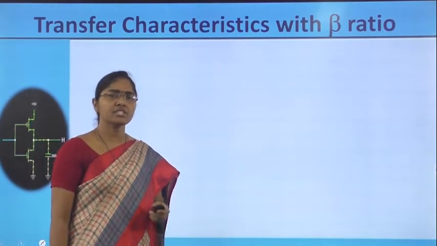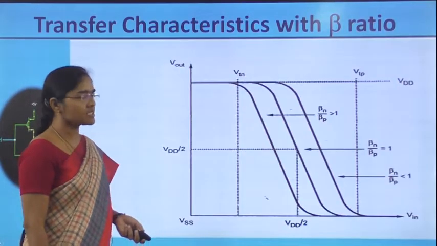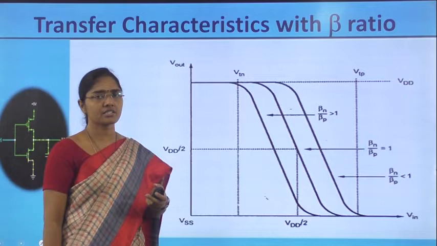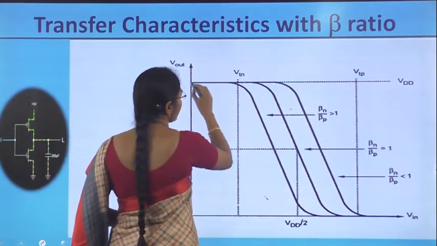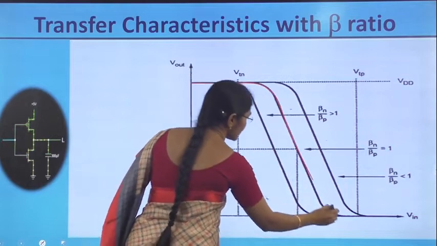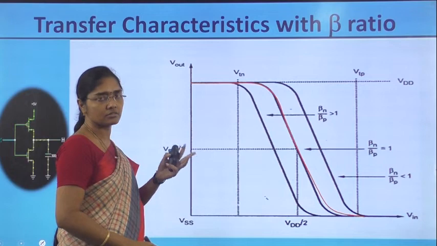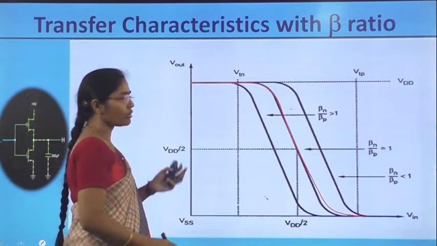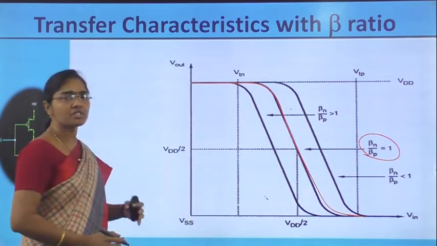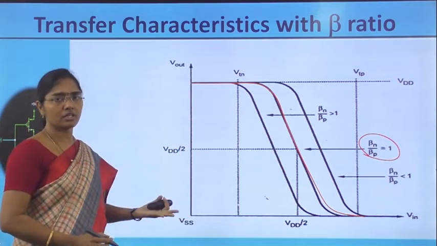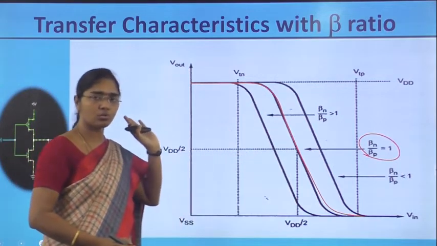And if the size varies, the transfer characteristics vary. Let us see how the transfer characteristics vary based on the sizes. First, let us take a characteristic where both transistor sizes follow the ratio of beta n equal to beta p. In the sense what? PMOS size follows the NMOS size times 2.5. Then beta n by beta p is equal to 1.